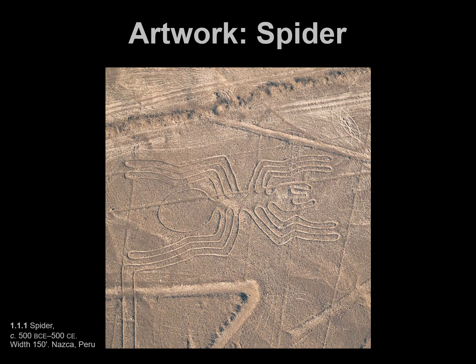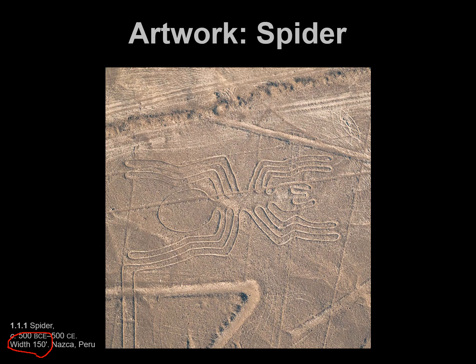This is an artwork called Spider. It is an amazing piece of work that's located in Peru. It is considered one of the Nazca line drawings. There are many of these in Peru that are famously drawn to enormous scales. As you can see here, it tells us that the width of the image itself is 150 feet. These were made roughly somewhere around 500 BCE.